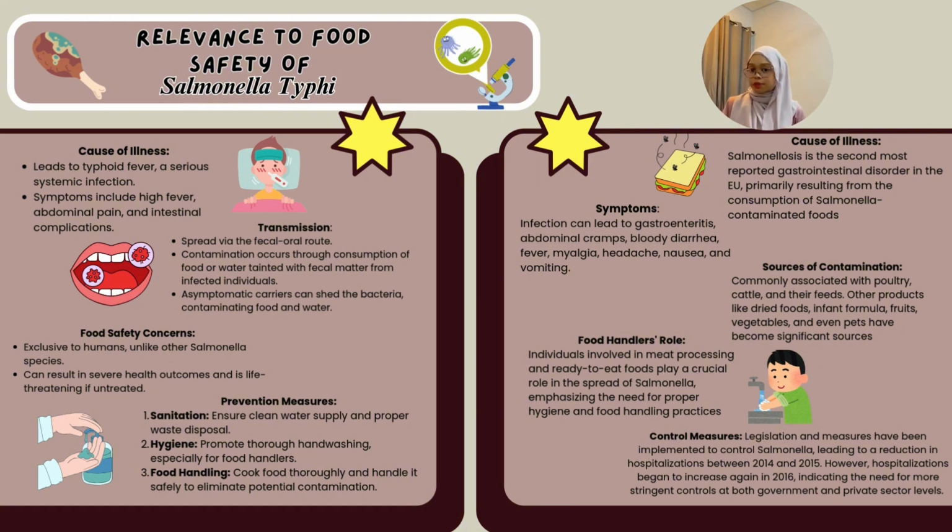Unlike other Salmonella species, it exclusively infects humans and can be life-threatening if untreated. Preventative measures include maintaining clean water, proper waste disposal, regular hand washing, and safe food handling. Practicing these measures is crucial to reducing typhoid fever risk and ensuring food safety.